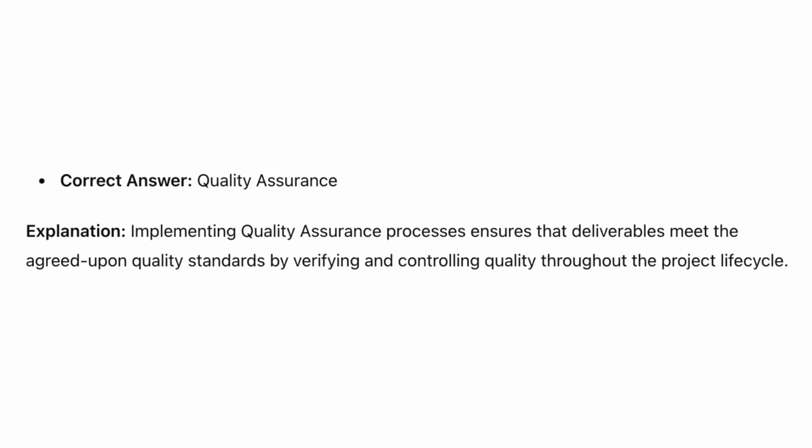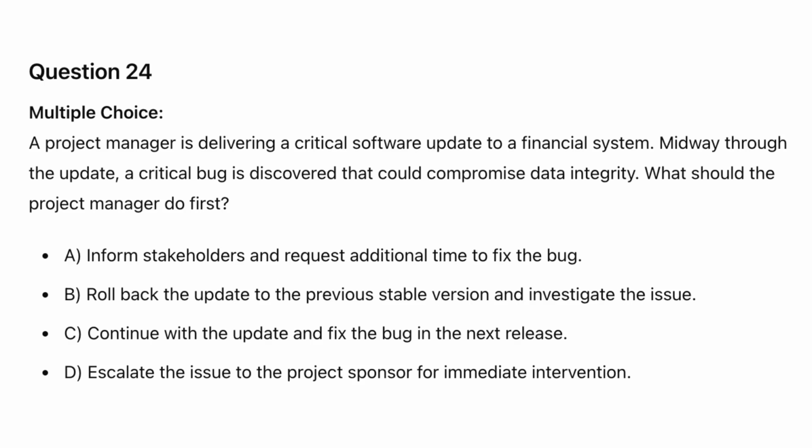Question 24. A project manager is delivering a critical software update to a financial system. Midway through the update, a critical bug is discovered that could compromise data integrity. What should the project manager do first? A. Inform stakeholders and request additional time to fix the bug. B. Roll back the update to the previous stable version and investigate the issue. C. Continue with the update and fix the bug in the next release. D. Escalate the issue to the project sponsor for immediate intervention.